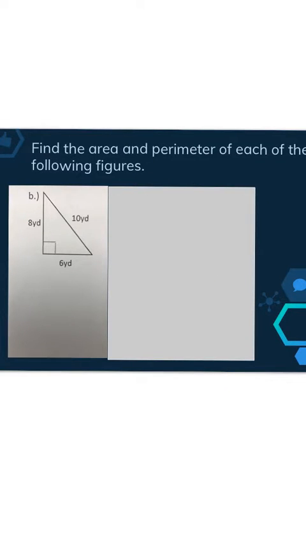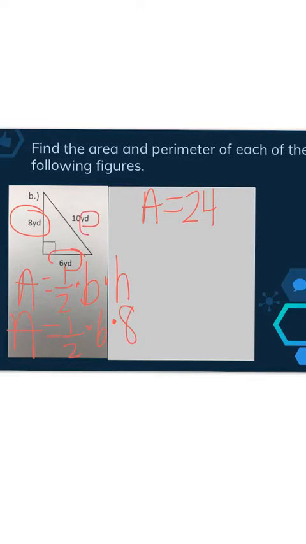In letter B, again, it's a triangle, so your area is 1/2 times the base times the height. Your base is 6 yards, and your height with the right angle is 8 yards. So you're plugging in your numbers. 1/2 times 6 times 8. When you plug that into your calculator, you get 24. Yards is your label, and make sure you square it because it's area.